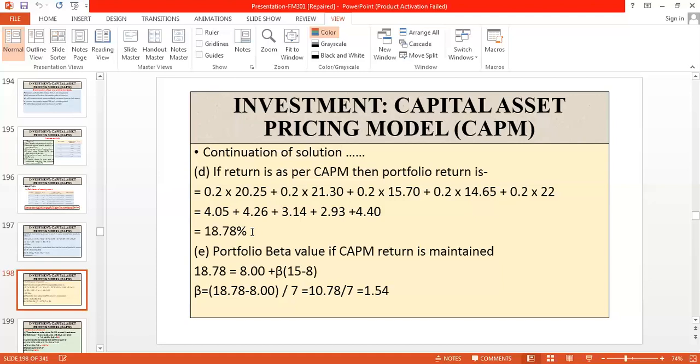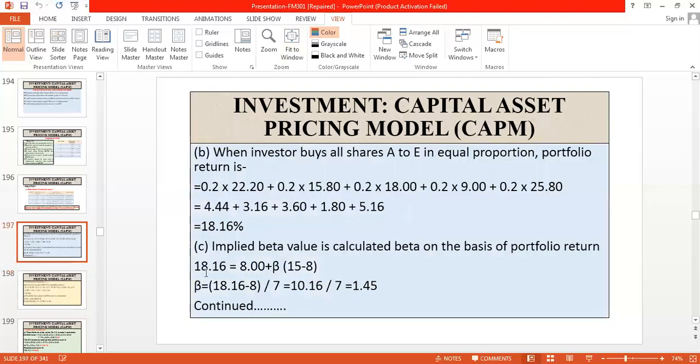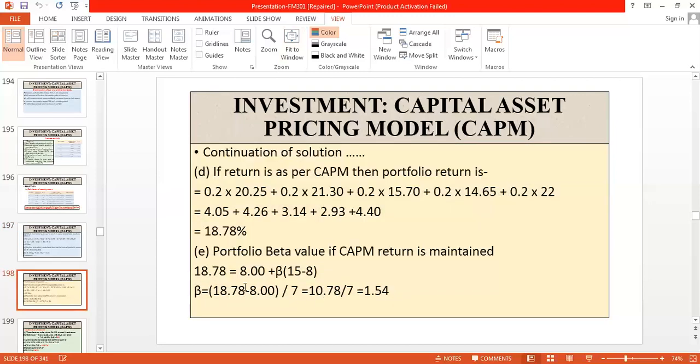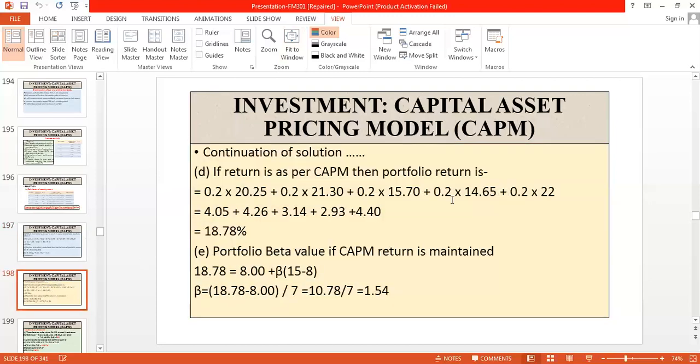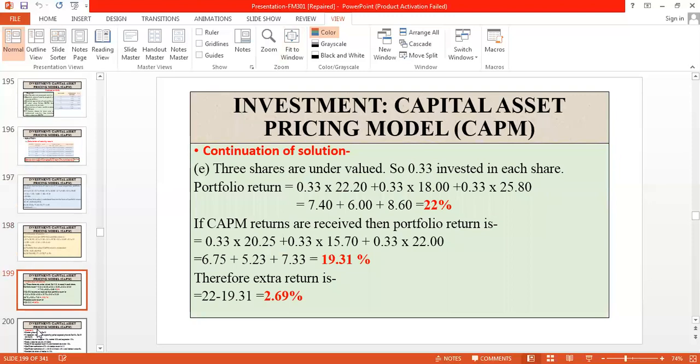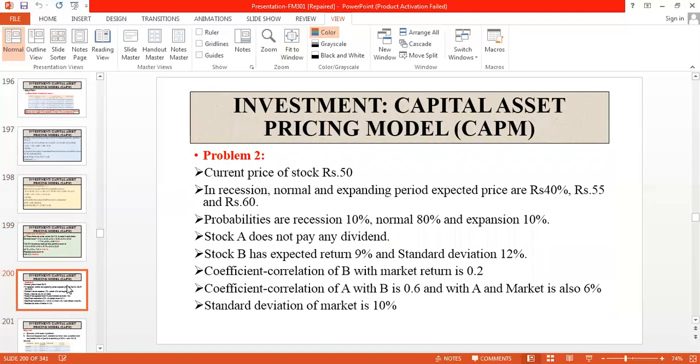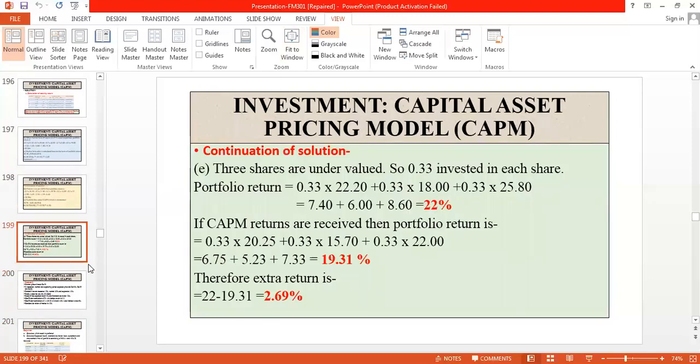Next one is the portfolio beta value if CAPM return is maintained. So, like implied beta, we will calculate again. Simply, we will substitute 18.78 in place of 18.16. So, our beta value becomes 1.54, which was 1.45. So, that's all for this discussion. Almost we have come to the end of this particular model. So let us finish it.